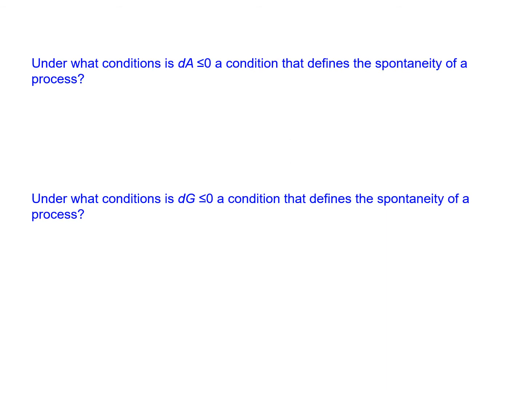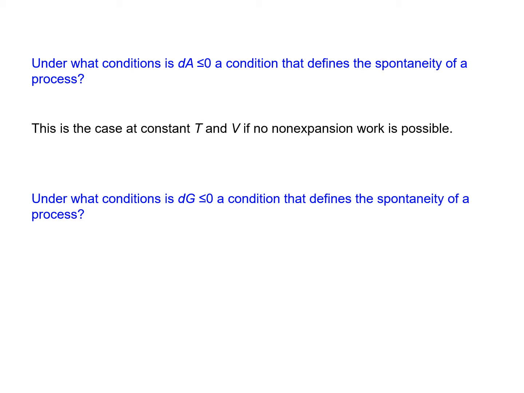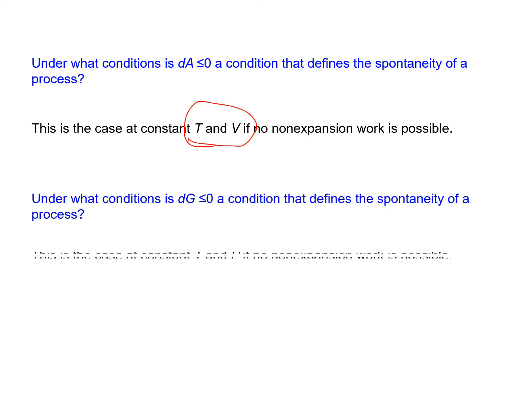So the first question, delta A less than 0, the condition is constant temperature, constant volume, and if there's no non-expansion work. For delta G less than 0, the condition should be constant temperature and constant pressure.